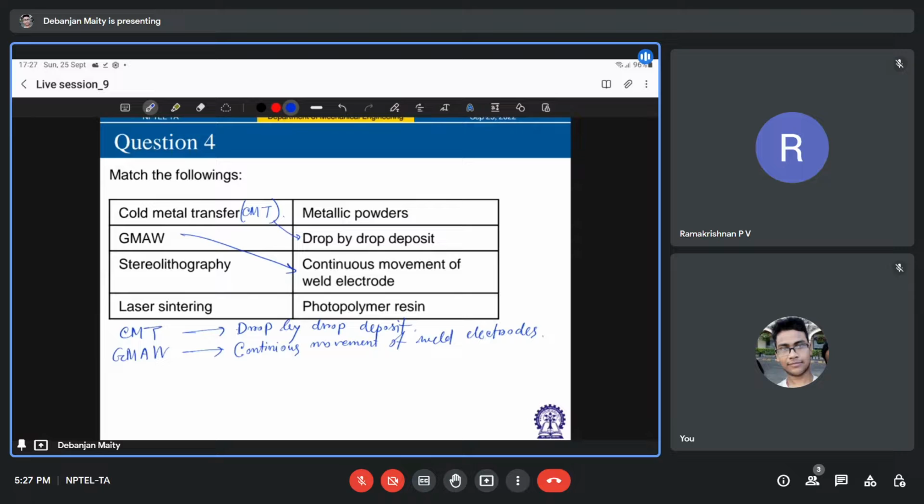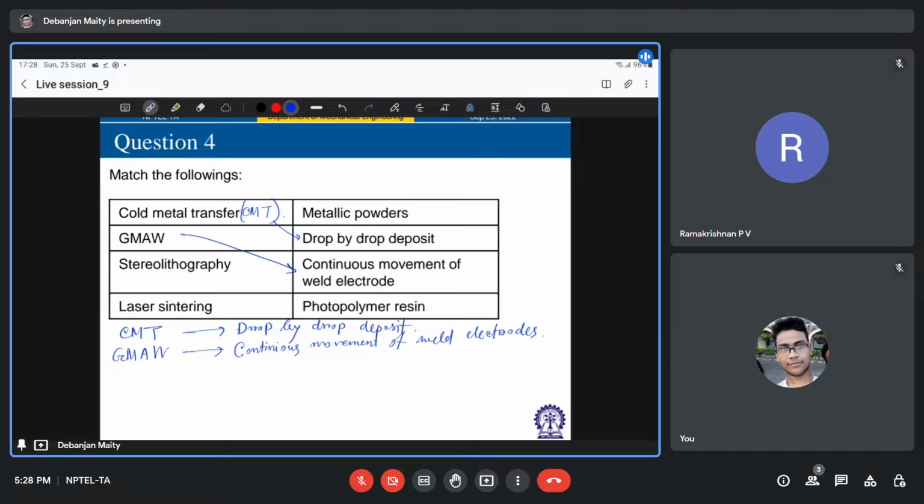In gas metal arc welding, transfer of molten metal happens from a consumable electrode to the weld pool with some secondary factors like shielding gases. The composition of the electrode and the diameter of the electrode can also affect gas metal arc welding. So there are different secondary factors, but yes, there will be continuous movement of the weld electrode.